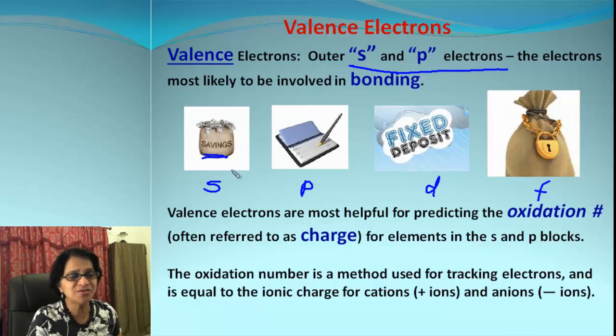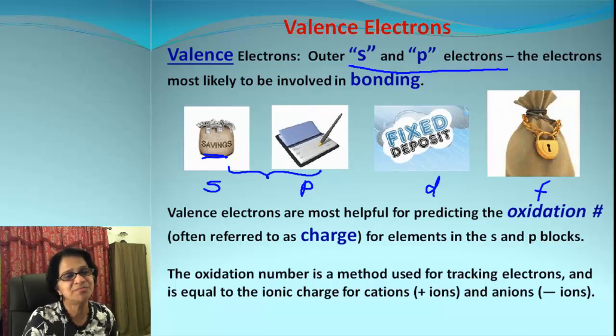Remember, we can always withdraw or deposit money into both savings and checking accounts, but we cannot easily withdraw or deposit money in a fixed deposit. Same goes with electron configuration. We can easily withdraw the electrons from S and P, and we can actually add if we want in those orbitals, but not easily from D and F. So now you got it, why S and P are considered valence electrons.